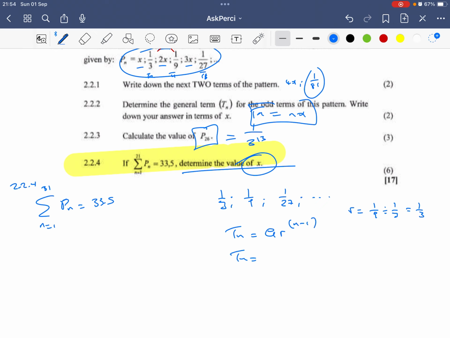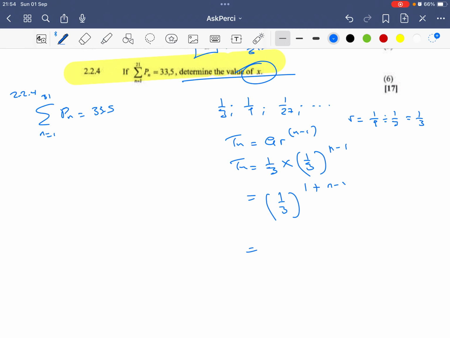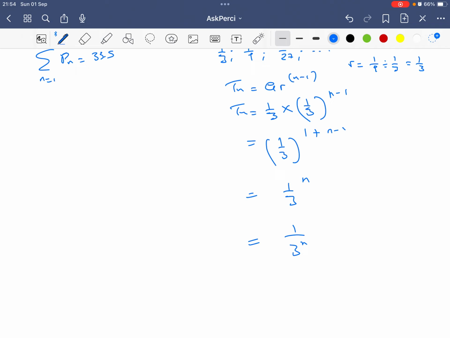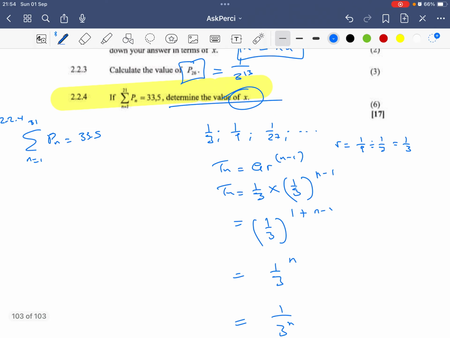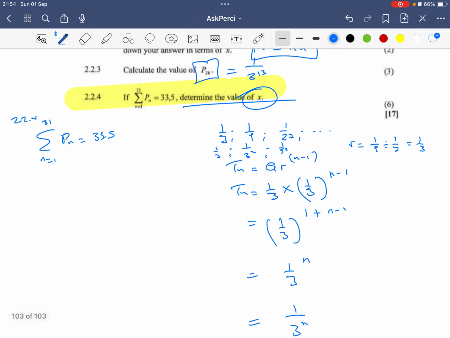And Tn, a in this case, is 1/3 times r, which is 1/3, to the power n minus 1. These are like terms, so we can say 1/3 to the power 1 plus n minus 1, which is 1/3 to the power n. We've already discovered this, so we didn't have to do all of this. Remember, this was 1/3, 1/3 power 2, 1/3 power 3, so it's 1/3 power n. So that's what we know.